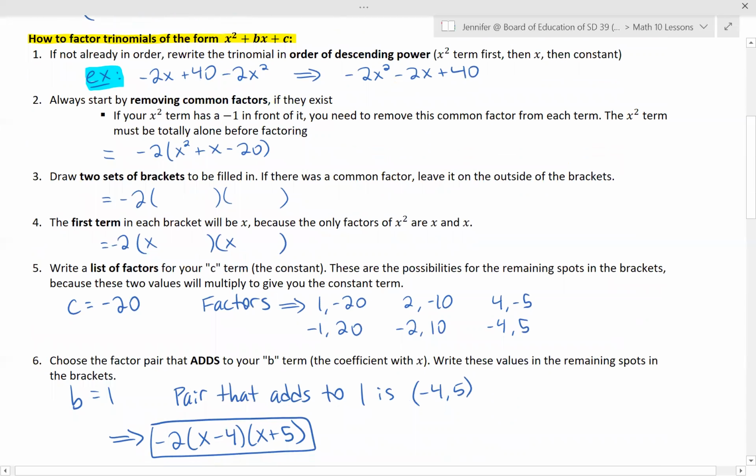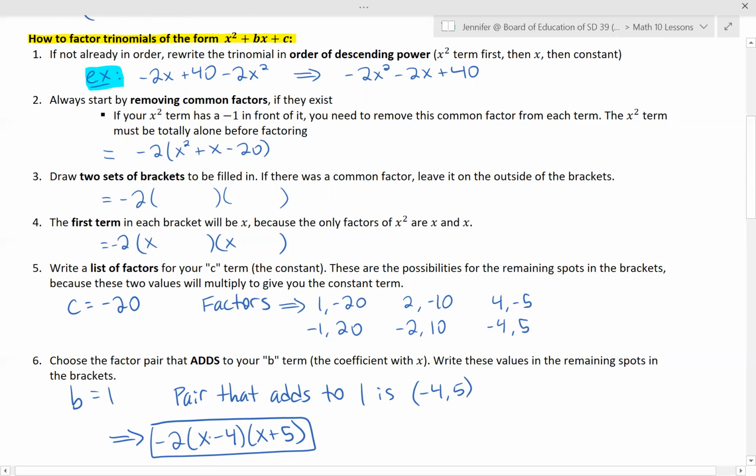We're going to choose the factor pair that adds to your b term, or the coefficient with x. In this case, our coefficient with x is +1. So we need to find the pair of factors that adds to +1. And that would be this one here, -4 and 5. So those will be the values that you put in the remaining spots in the brackets. So we've got -4 and +5.